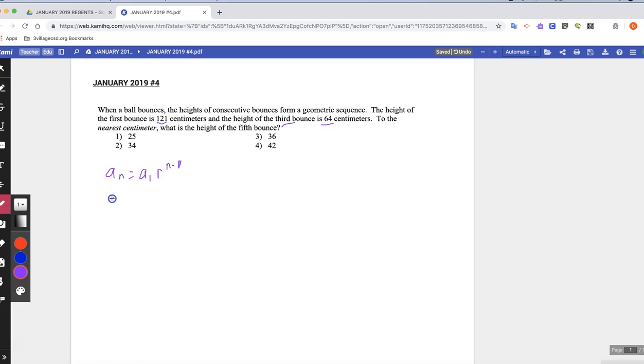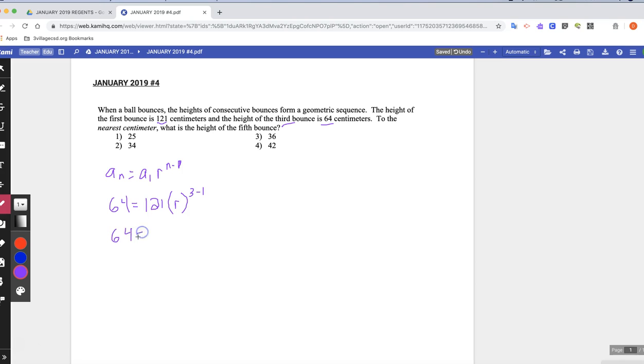So for a sub n, we can plug in 64. A sub 1, the first term, again, is 121. The common ratio is what we're trying to solve for. And since it's the third term, the height is 64, n is equal to 3, and we can plug 3 in for n. And now we're trying to solve for r, as we've done in other cases this year.